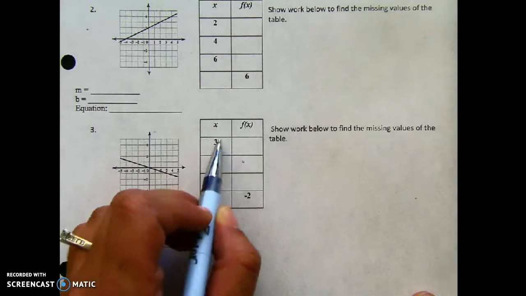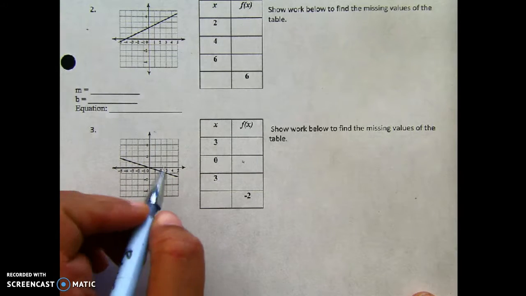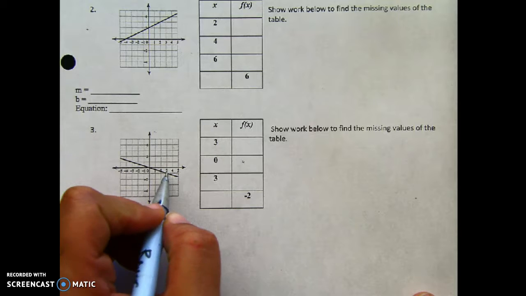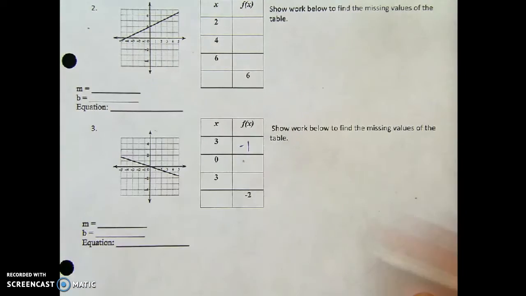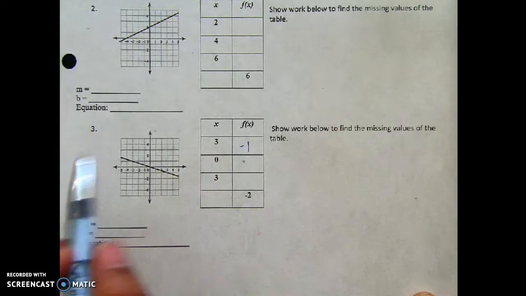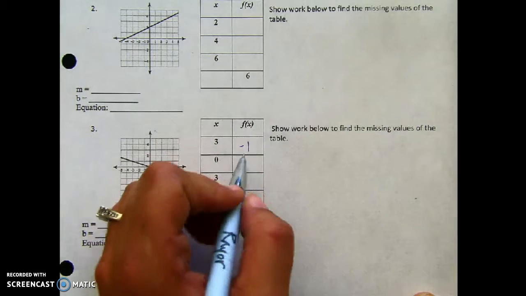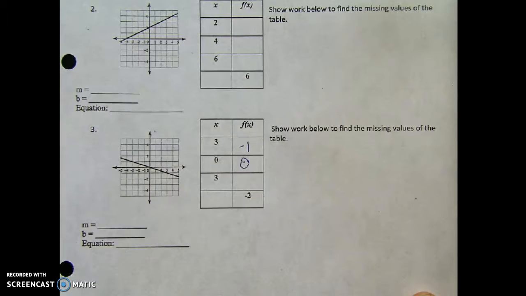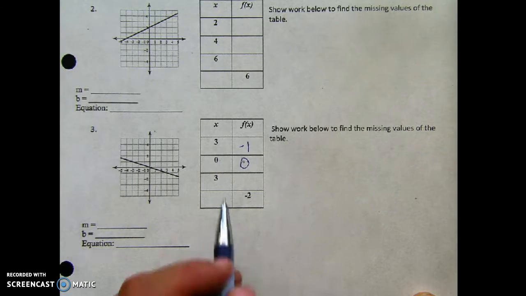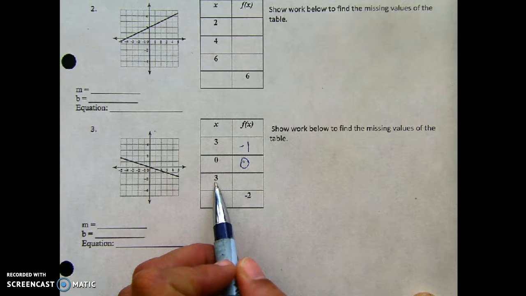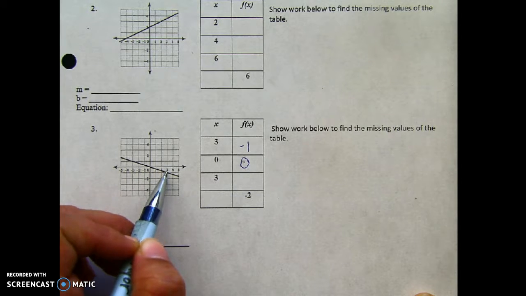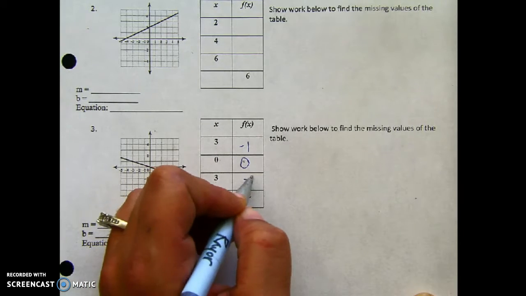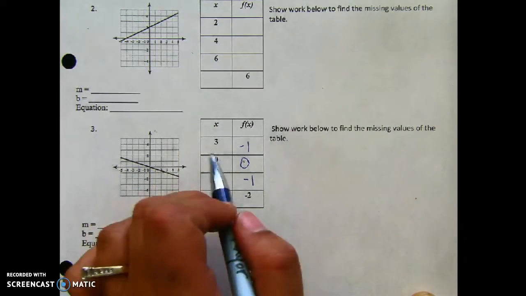So when there's a 3 on the x, what is f of x? So when I look here at 3, I see it stops right here at -1. When x is at 0, f of x is at 0. For this one, when I see 3, I'll go ahead and look for positive 3. We're at -1. Okay? It's repeating again.